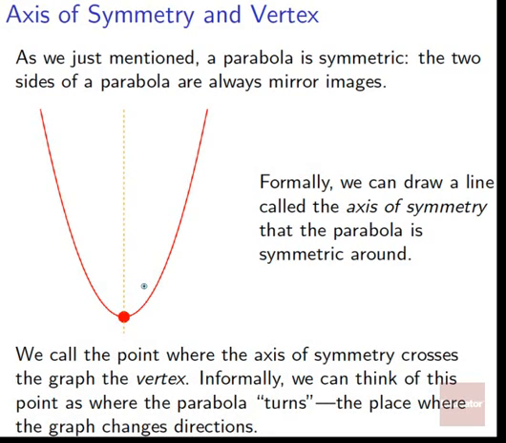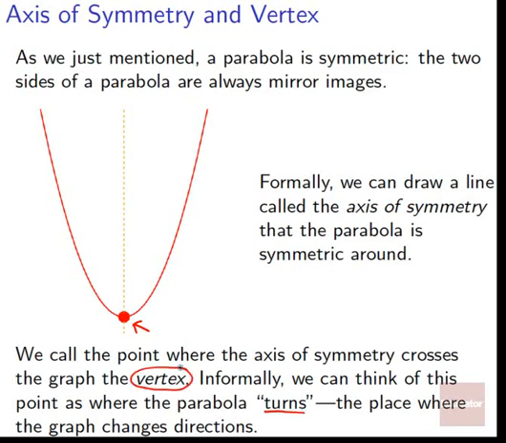We call the point where the axis of symmetry crosses the graph the vertex. So where that imaginary line intersects our parabola, we call that the vertex. Informally, we can think of this as the point where the parabola turns. It's going down, it's going down, it's going down, and then at some point it changes and starts to go up. That point where it switches direction, whether from down to up or from up to down, is the place of turning. It's changing its direction, and we call that the vertex.